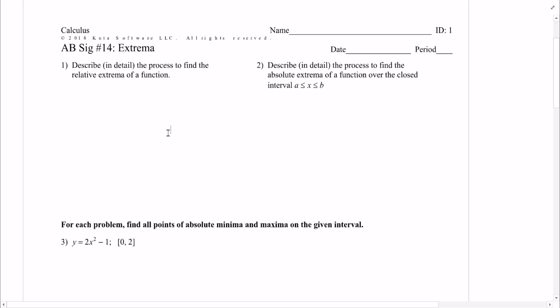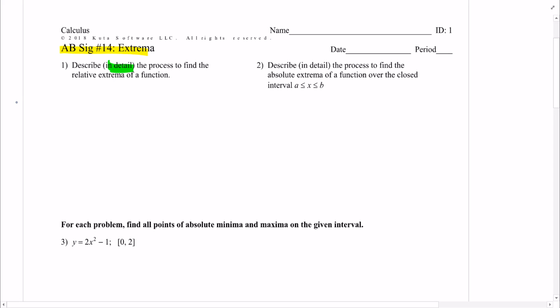All right, so we're on SIG 14. Congrats, you only have a little bit farther to go, a few more SIG tests to pass. The first question here is another written response one. We want to describe in detail the process to find the relative extrema of a function.